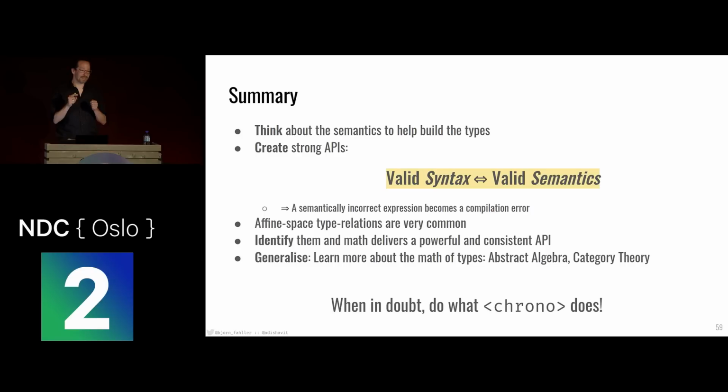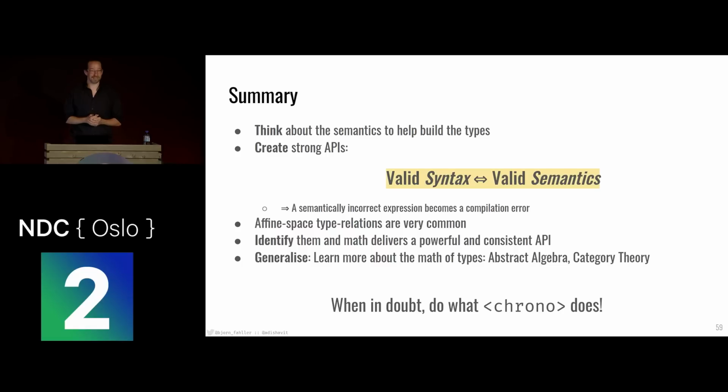And this, for me, is the most powerful message. If you need to take one thing home from here, it is to think about this. Always try to have stronger types and a stricter type system. And affine space type relations are very, very common. So common that they're almost invisible to us. But once you point it out, it's like the hammer where everything looks like a nail.